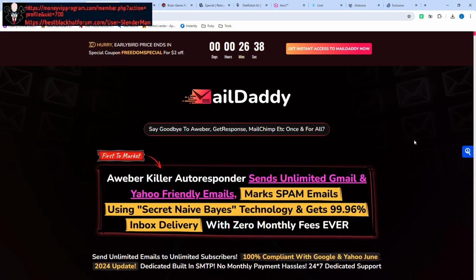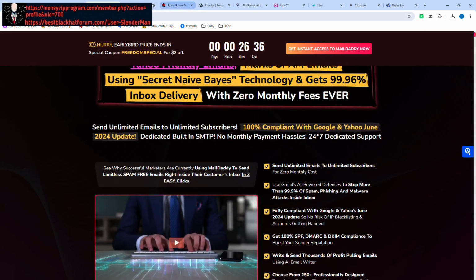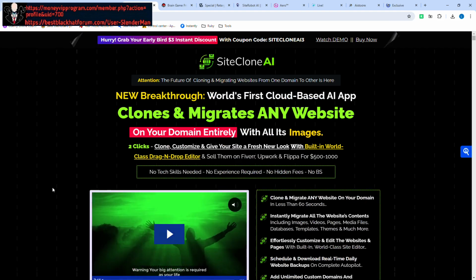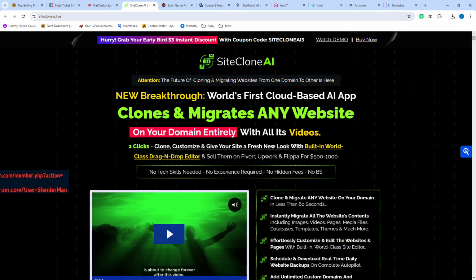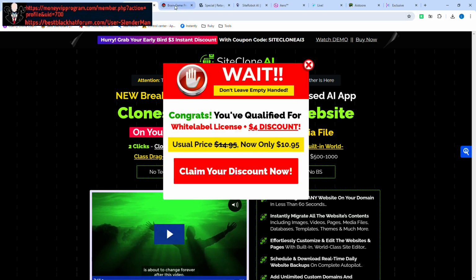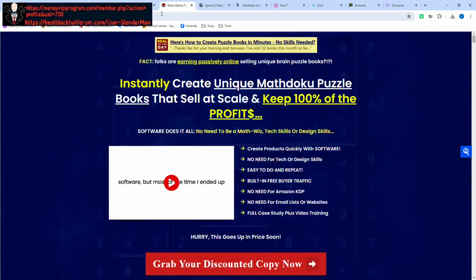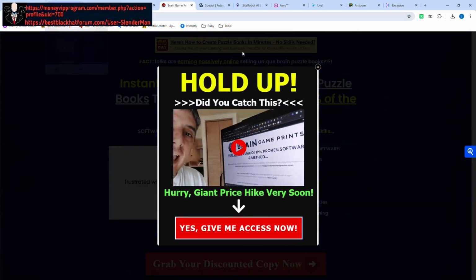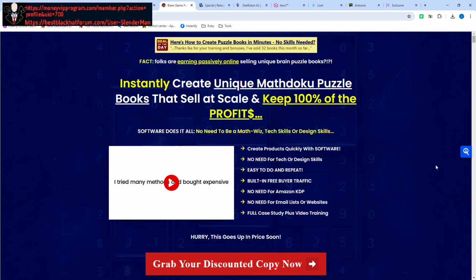They call it Aweber Killer. So this is an email service. Second performing offer. Let's see. Clone, migrating websites, all videos. So this is like a plugin for cloning websites. Interesting. Okay, so if you want to mimic, you could do so. Interesting software. So one was an offline consultant, more or less a B2B consulting package, right? The other was a tool, SiteClone, also a tool.